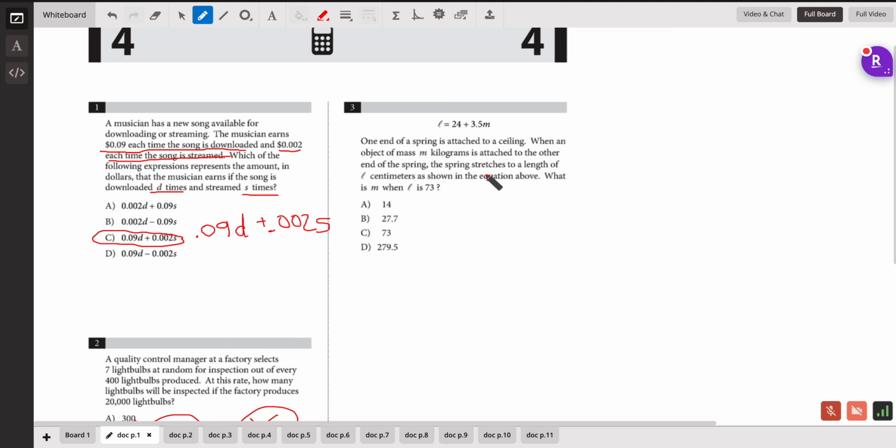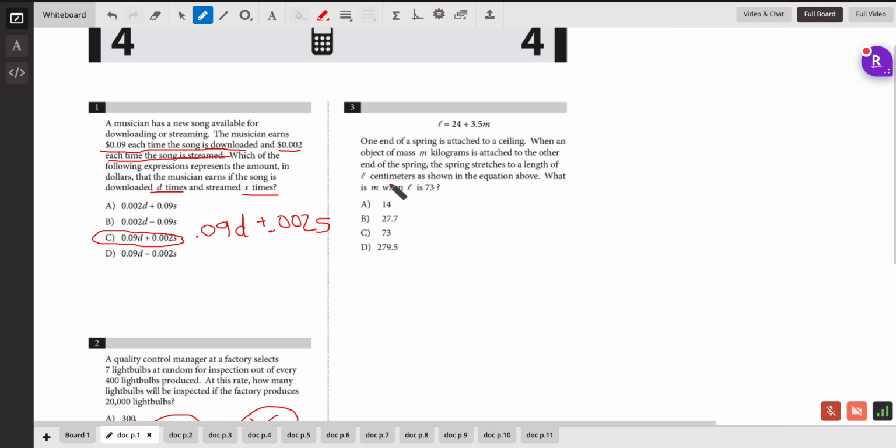All right, number three, oh my gosh. Number 3, we have L equals 24 plus 3.5 m. It says one end of the spring is attached to the ceiling. When an object of mass m kilograms is attached to the other end, the spring stretches to a length of L centimeters as shown in the equation above. What is m when L is 73?